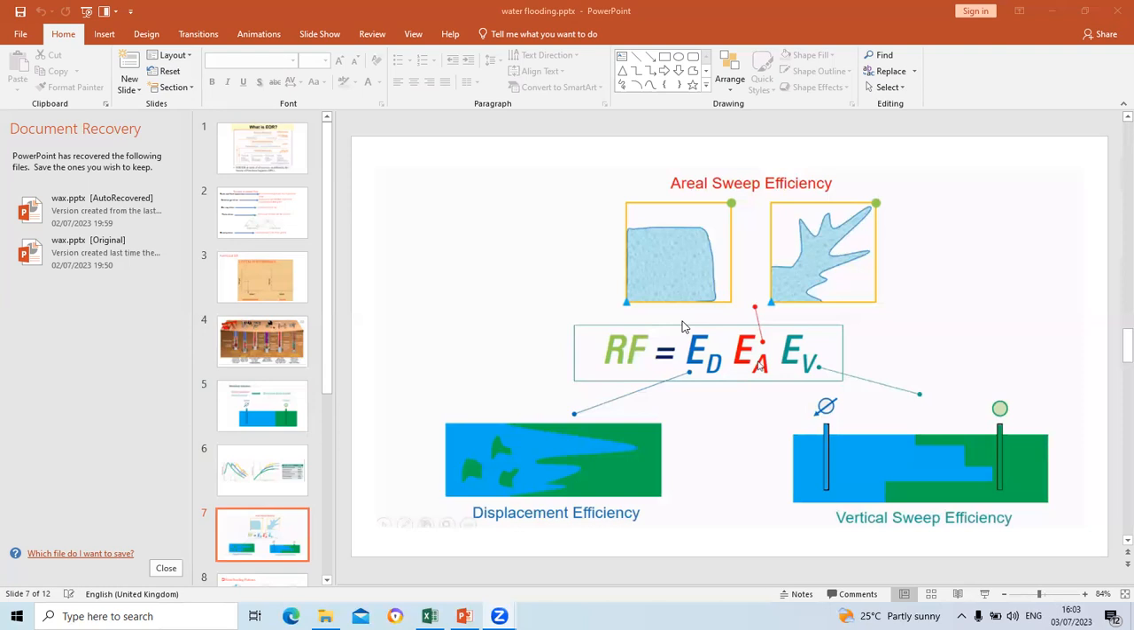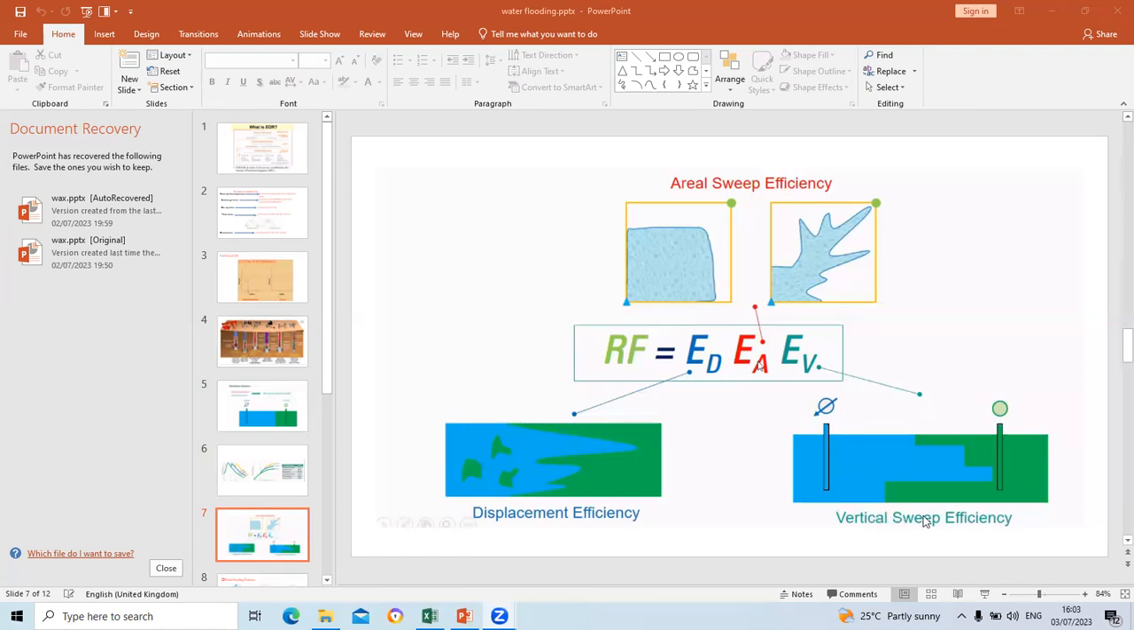How many percent of the hydrocarbon will I have at the end of the day? All of that is based on analyzing three types of efficiency, which we talk of as displacement efficiency. What is the horizontal distance that the water must have traveled during that particular process? That's what we talk of as displacement efficiency.